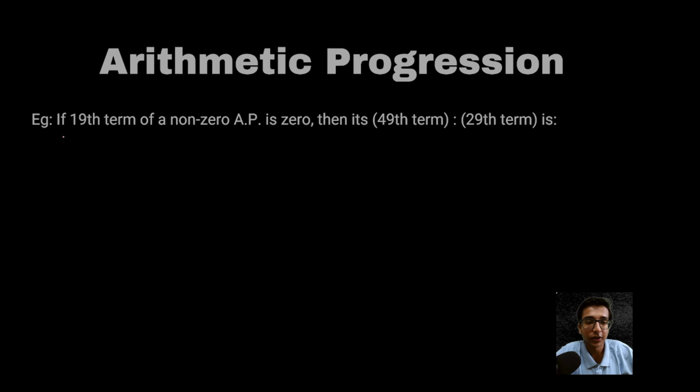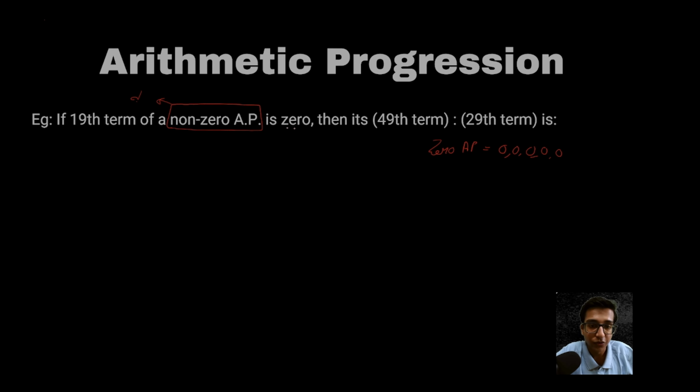If the 19th term of a non-zero AP is 0, then what is the ratio of the 49th term to the 29th term? First of all, what does a non-zero AP mean? A non-zero AP means that there is a certain common difference. What is a zero AP? A zero AP would have all terms equal to 0. Non-zero AP means there is a certain common difference. That means one of the terms can be 0, however not all terms are 0.